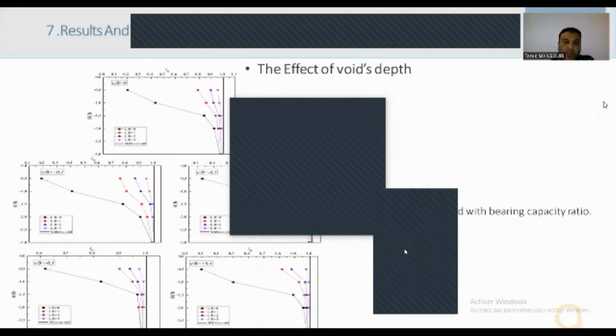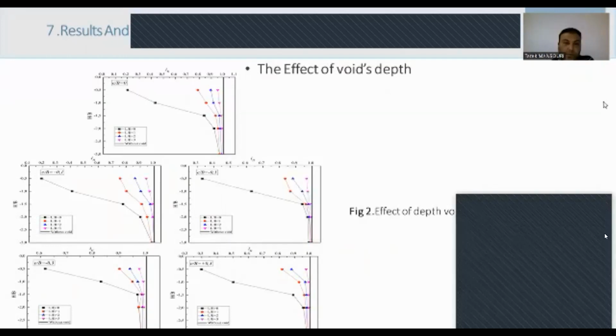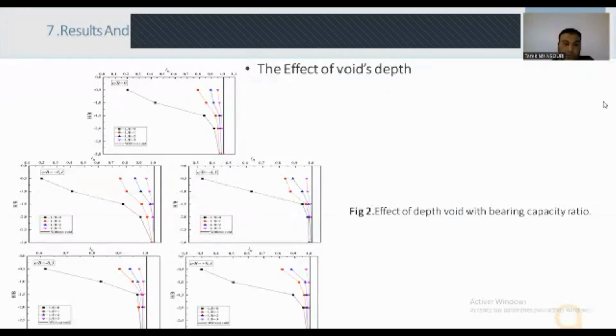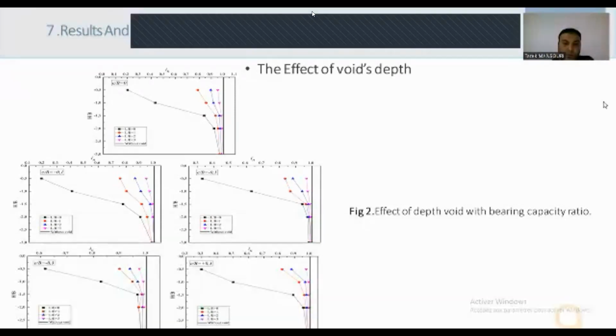Secondly, the effect of void's depth. Figure 2 shows the effect of embedment depth from the foundation base to the void's crown on the bearing pressure ratio of a strip foundation positioned on the edge of a sandy soil at different load eccentricities. The obtained results were analyzed in terms of a dimensionless parameter called bearing capacity ratio, IH equals QV on QNV, where QV represents the bearing capacity of the strip footing on the ground with a void, while QNV defines the ultimate bearing capacity for the same footing placed on the sand without void.